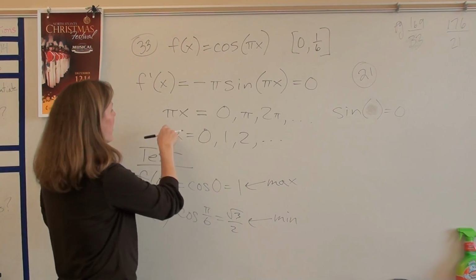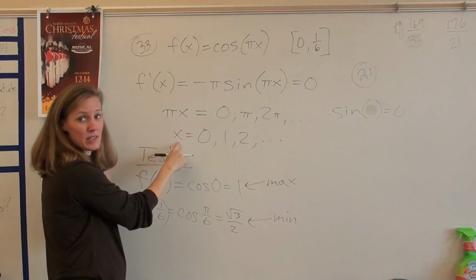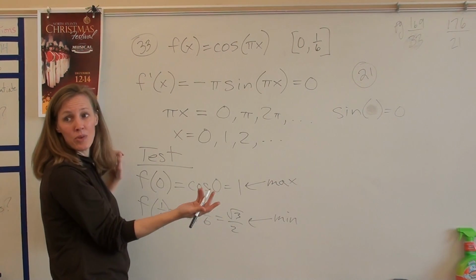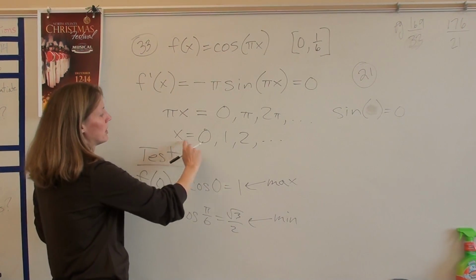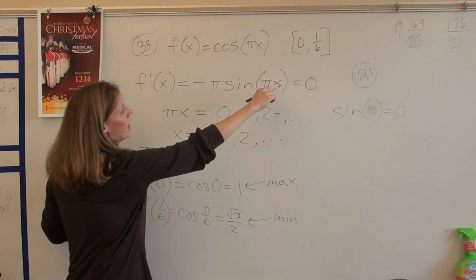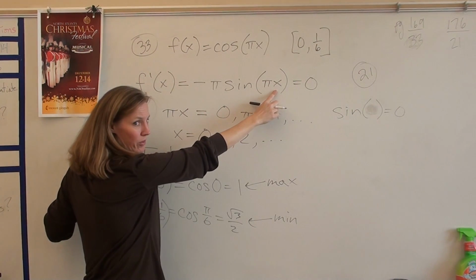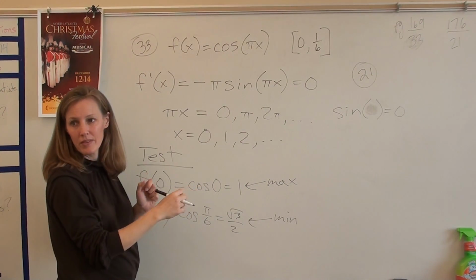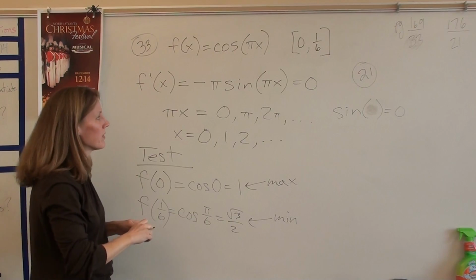And then we have to actually find x values. We've got to divide the pi out. And what happens, if you think about it, guys, if you plug these numbers in, if x is 1, I get sine of pi, right? And if x is 2, I get sine of 2 pi. Does that make sense? Okay.